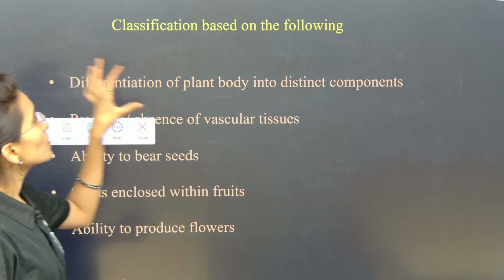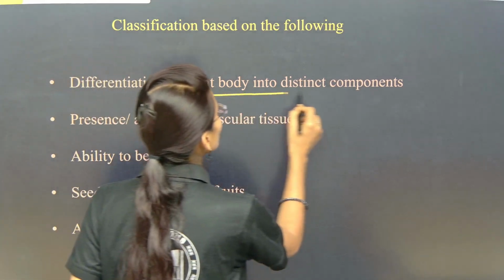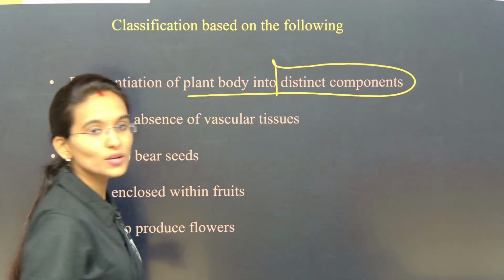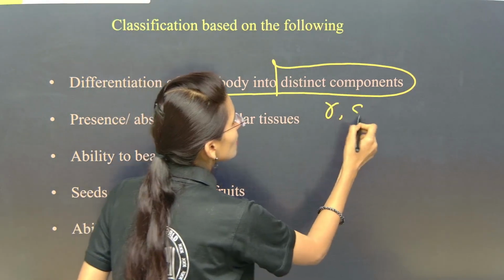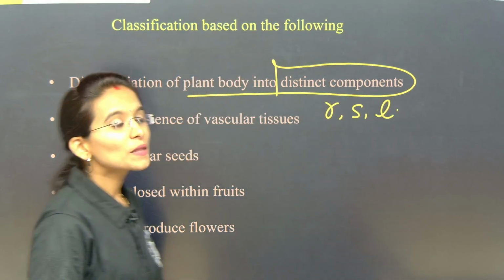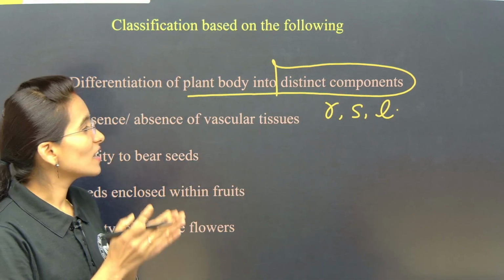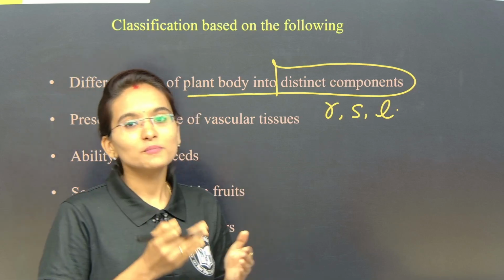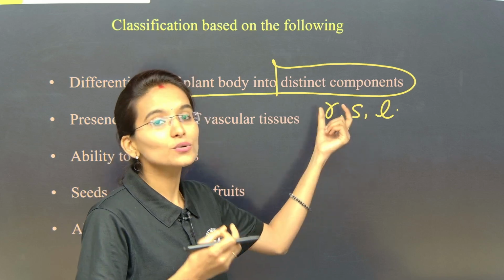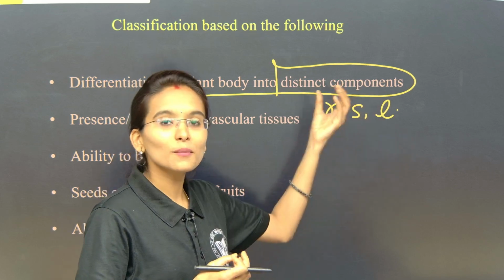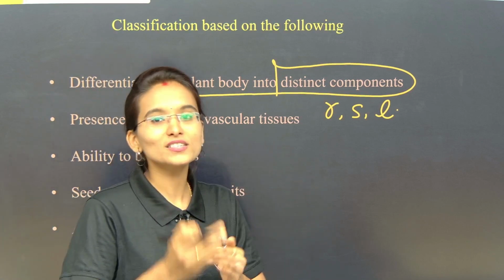Yes, so the classification is done based on the differentiation of the plant body into distinct components. It means whether the plants are going to contain roots, stems or leaves. Based on these distinct body parts, the scientists have divided the plants into different divisions, based on whether true roots, stems and true leaves are present or absent. Based on this, there is one division, which we are also going to learn about.